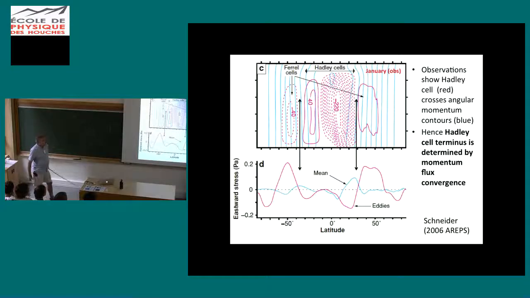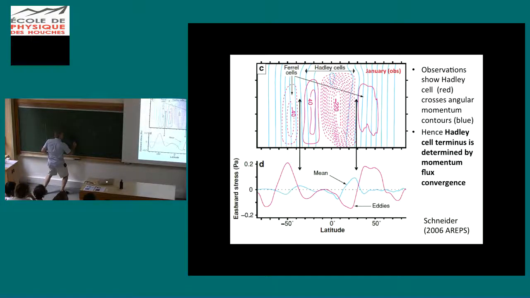Now, this is from one of Tapio's review papers. So coming back to the angular momentum budget, I said the Hadley cell picture wasn't quite as simple as the first order explanation. So this is observations of the January, the northern winter Hadley cell. And we see, as I said already, it's very asymmetric. You basically have this southern hemisphere, so we have warming here, and descent here. But on top of that, the blue are the angular momentum contours.